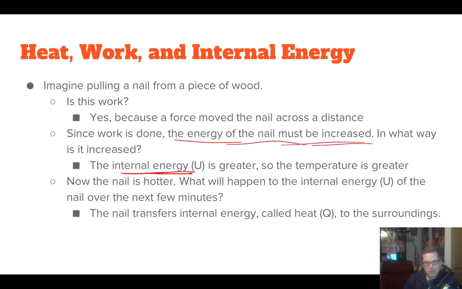So what will happen to the internal energy if you take that nail and lay it on the table over the next few minutes? Well, it's at a higher temperature because it's warmer, and it's going to transfer this heat to its surroundings, reaching thermal equilibrium. And so the nail will cool down, and its heat will leave.